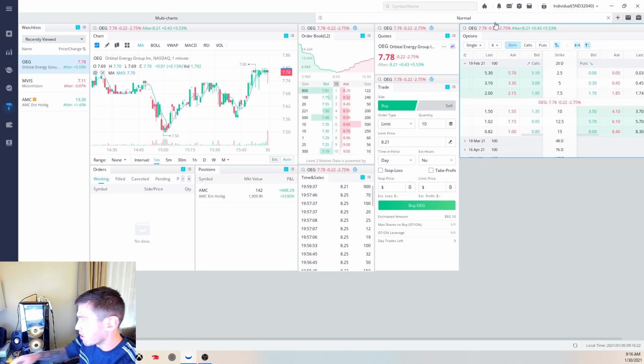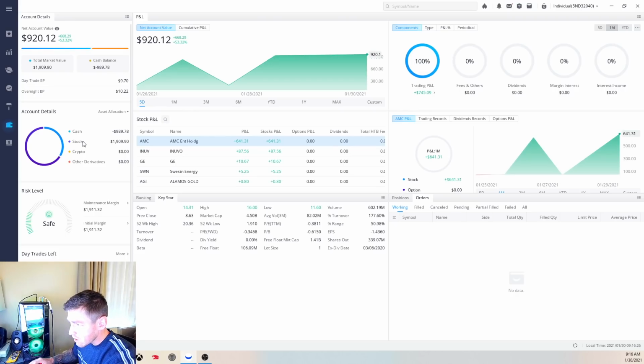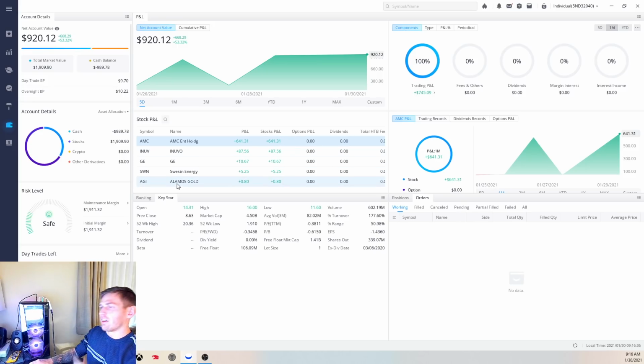And I'm going to change this over to OEG. Well, now I've got the OEG options chart available for me to look at. Come over here to account. You can see everything happening on your current account, right? So I can see that I'm currently sitting in AMC with $641 profit, and you can see all of your previous positions closed or the like.